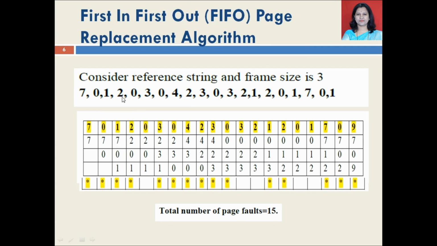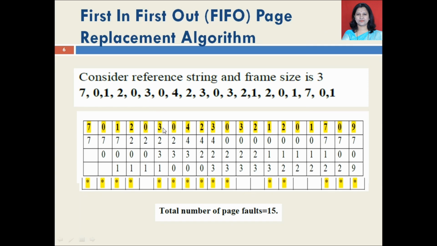Now we have to place the 2. Where to place the 2? To place the 2, again we will choose the oldest page among these. The oldest one will be the 7. So we will replace this 7 and put 2 over there. It will become 2, 0, 1. Page fault will be there. Next page is the 0. 0 is already there, so no page fault, it will be as it is.